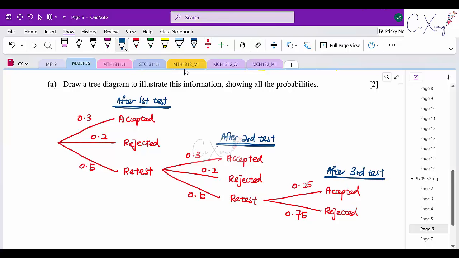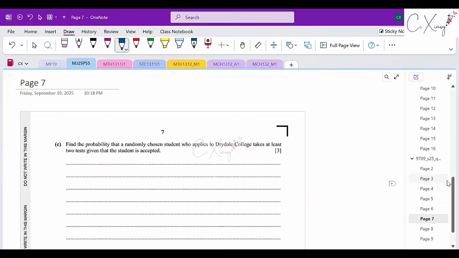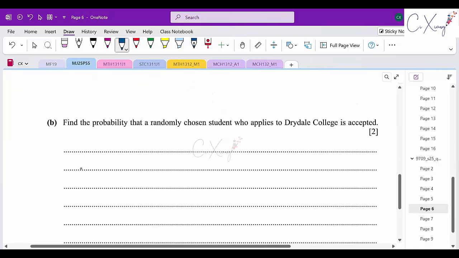Okay, if you didn't write out the first test, second test, third test, it's okay, right? It's just for better understanding only. But when you draw the tree diagram, please make sure you show very clearly all the outcomes and also the probability for every single branch here. Alright, so this is what you have for part A. Then let's continue to part B.